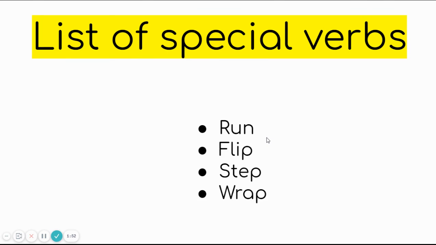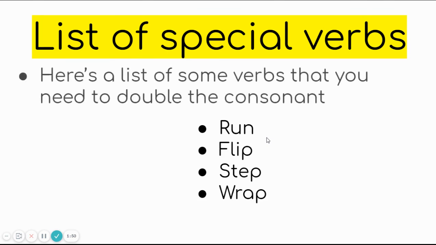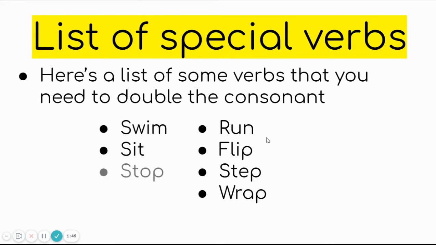So here's a list of some of the special verbs that we have. We have swim, sit, stop, plan, run, flip, step, and wrap. All of these verbs, when you change them to ing verbs, you need to double the consonant. So in your notebook, write down these verbs, and we will use them later in some of the questions.